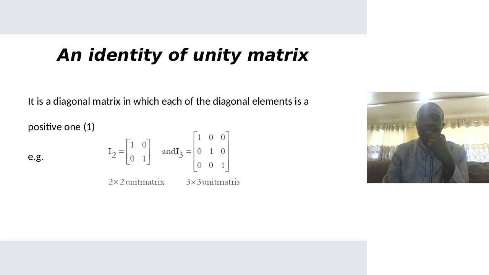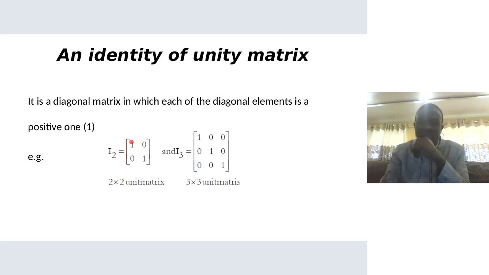Next is an identity matrix. Now, it is also a diagonal matrix. So meaning that 1, it must be a square matrix. 2, it must not have zeros in the leading diagonal. The third condition is that in the leading diagonal, the elements there are equal to +1. All the elements are equal to +1.